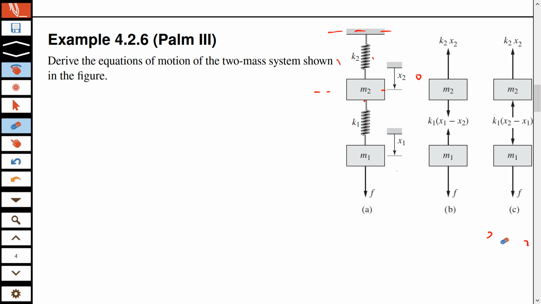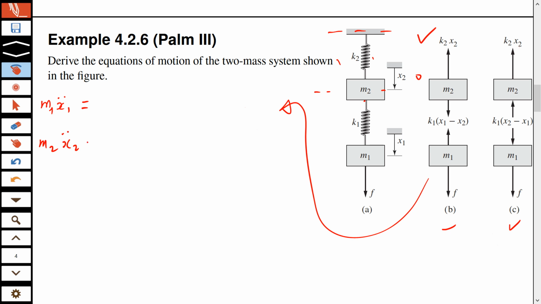Now, it doesn't matter whether you use this convention or that convention, both of them are equally good for writing down your differential equations. So let me just choose this one and write the force equations. There is no rotation here, so we don't need a moment equation. So let me write down the force equation for M1. So M1 x1 double dot. I'm ignoring the effects of gravity. And similarly, M2 x2 double dot.